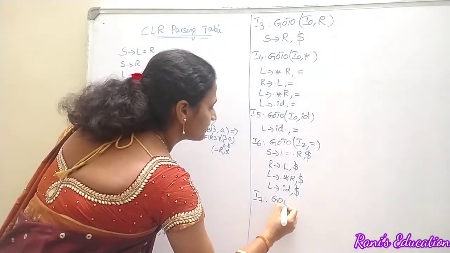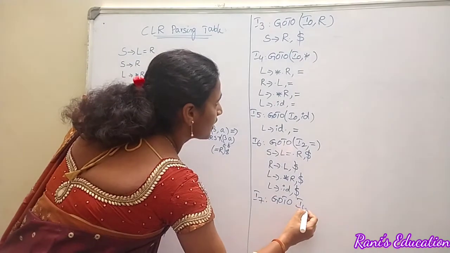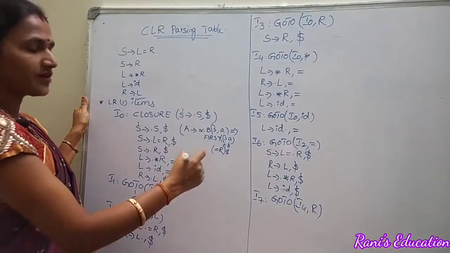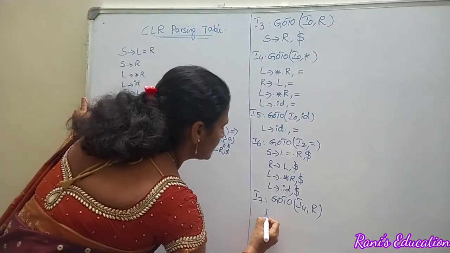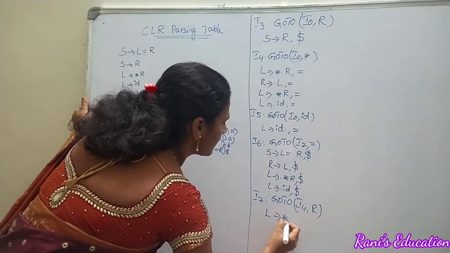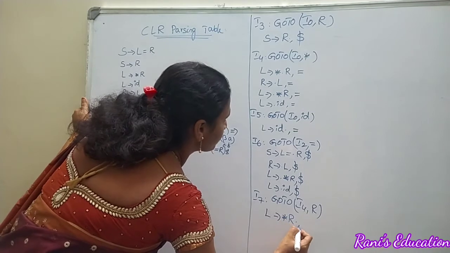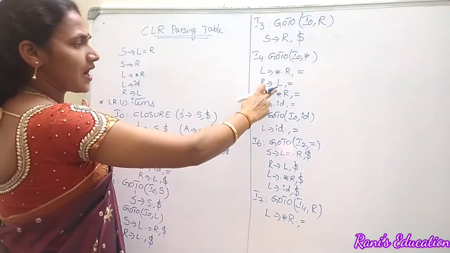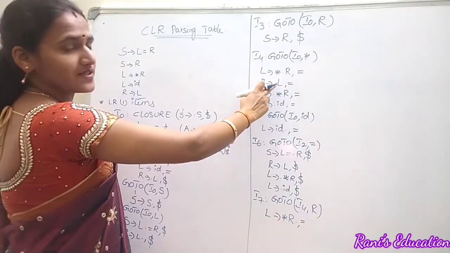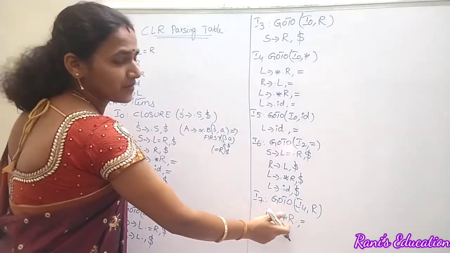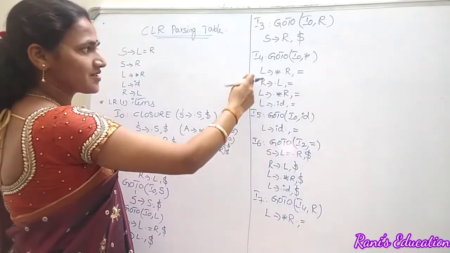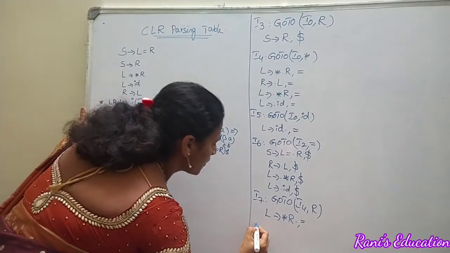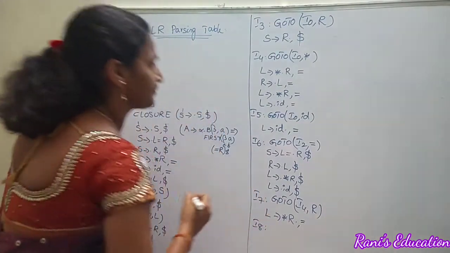So goto of I4 comma non-terminal R. So what we will get here? L derives asterisk R dot, whose lookahead is equal. Now you have to check: are there any more productions whose RHS starts with the grammar symbol R? Do we have any such productions in I4? No. Okay, clear? Now go for the I8 item.